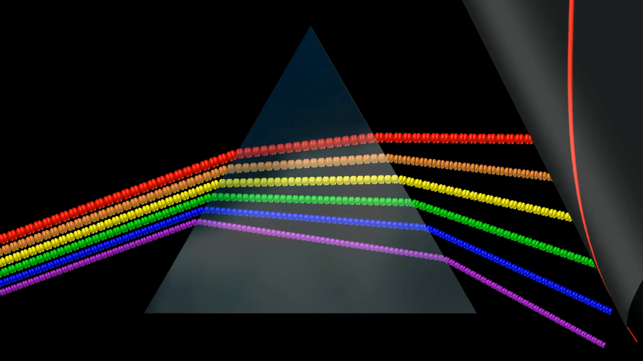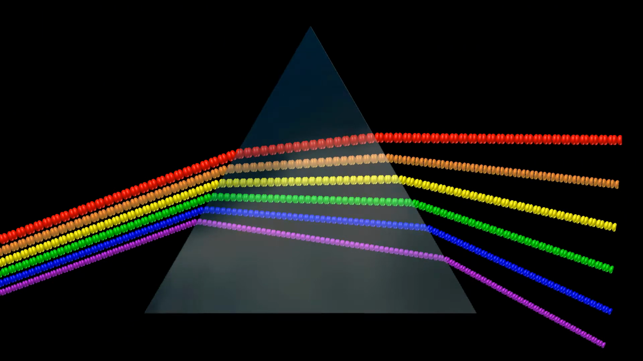So now you know why light refracts as it passes through glass or other transparent materials. It is very simple once you know how photons of light are actually structured.